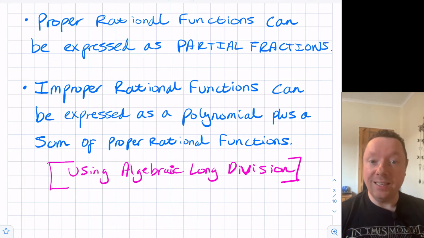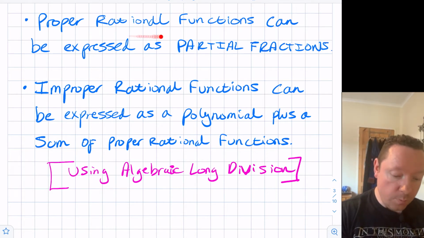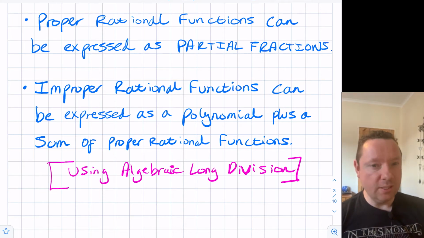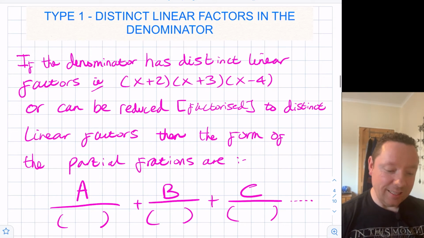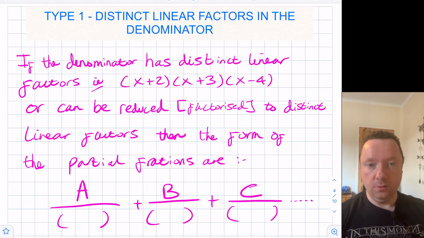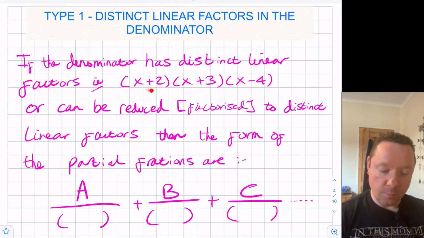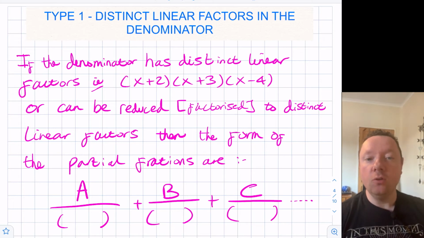Okay, in today's video we're going to focus on just proper rational functions, and we're going to focus on a specific type. Going to call this type 1. It's the type with distinct linear factors in the denominator. Okay, so the denominator is the bottom part of a fraction. What I mean by distinct is different, so it could be like x plus 2, x plus 3, x minus 4, or it can be reduced so that it looks like that.